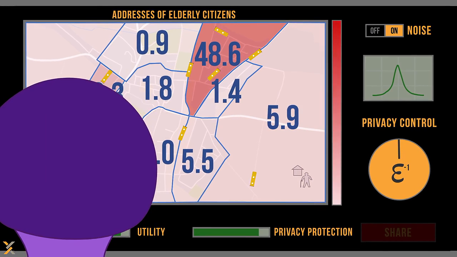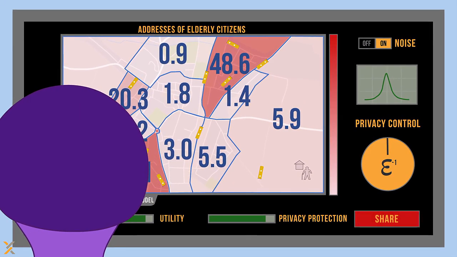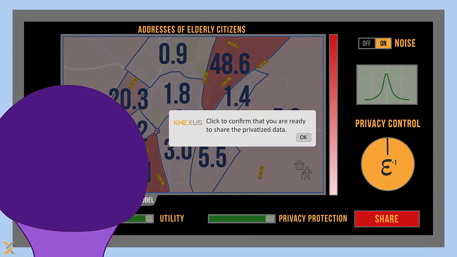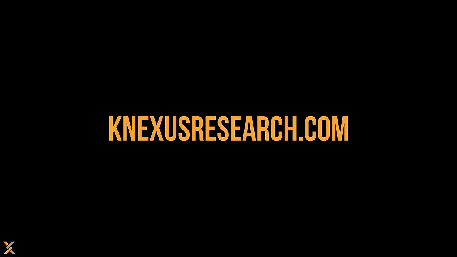In short, differential privacy ensures that including an individual in a dataset does not significantly increase their privacy risk. When models and tools are well designed with differential privacy in mind, they provide a good trade-off between privacy and utility. To see this in action and explore the algorithms and data behind this tutorial, check out the Nexus Research website at nexusresearch.com.